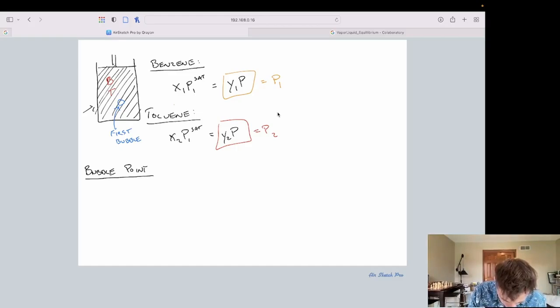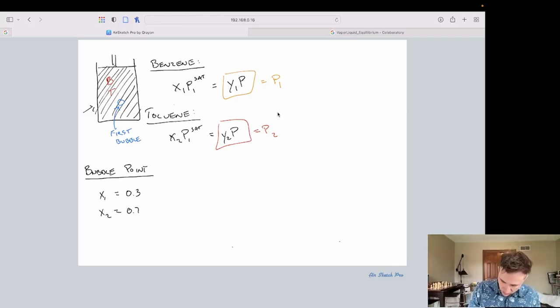So let's move forward and give some specific numbers here. So let's just say we have 1 mole total in our system here. And let's just say 0.3 of that mole is benzene in the liquid phase, and that 0.7 of our moles is toluene in the liquid phase. So how would we go ahead and set this up?